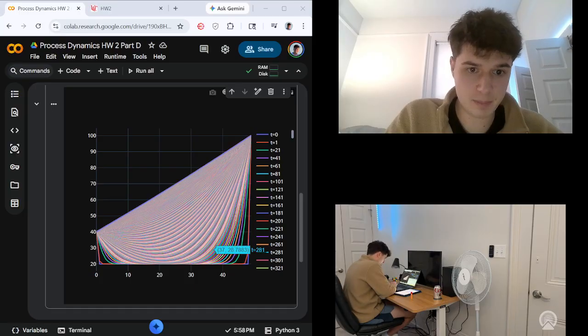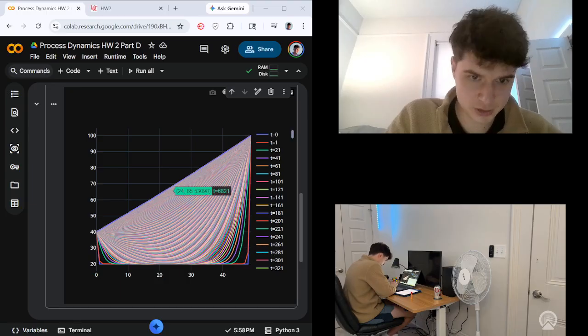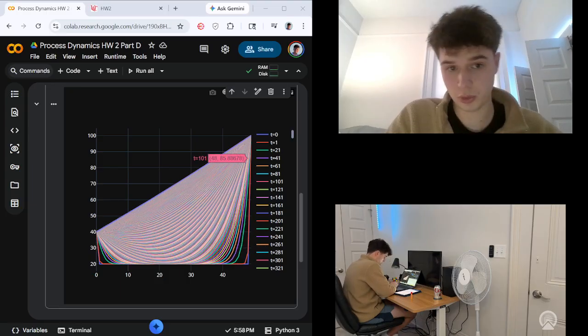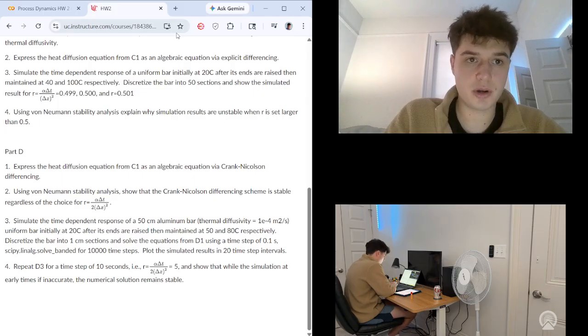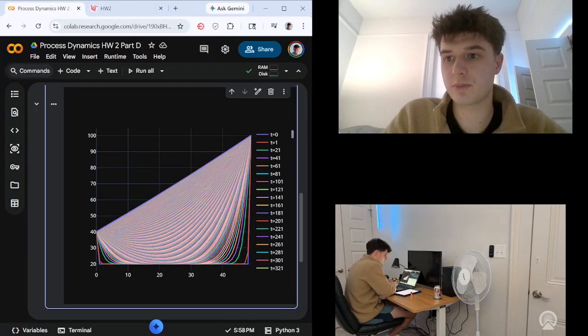As you can see, we're very similar to the last one, where we have these temperatures that dip and then go back up, and then as the temperature gets closer to the top of the graph, they become more and more linear. But like I said in our homework, we want to repeat this, but with a time step of 10, and we want R equal to 5, so that is the next step in this process.